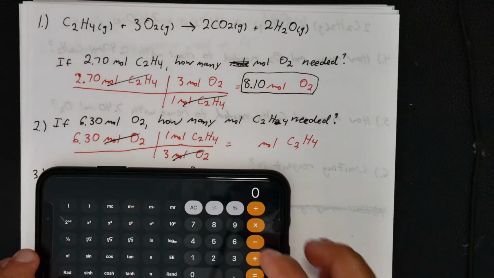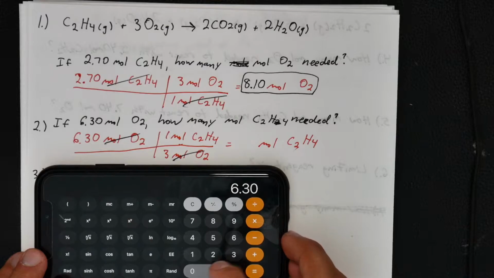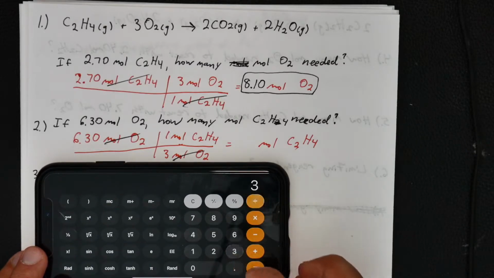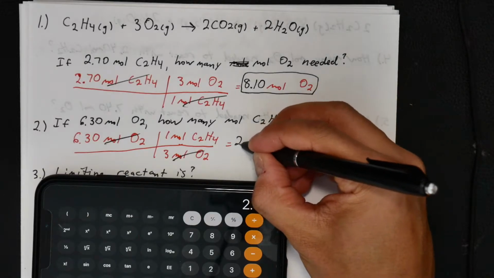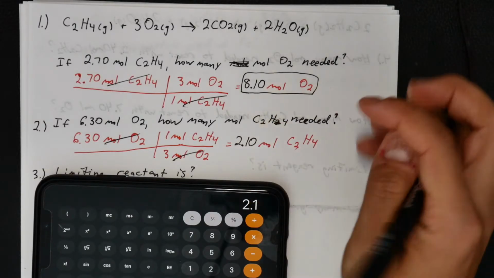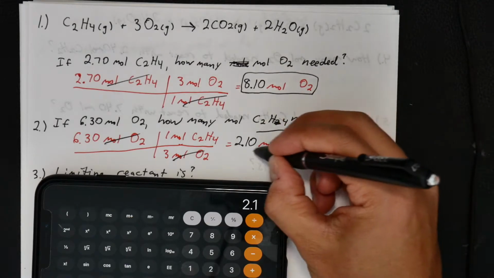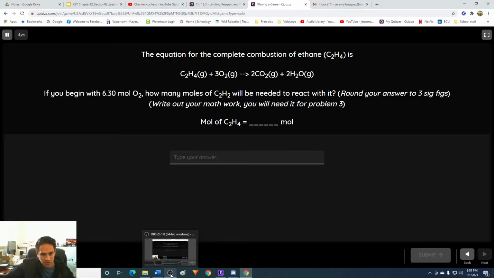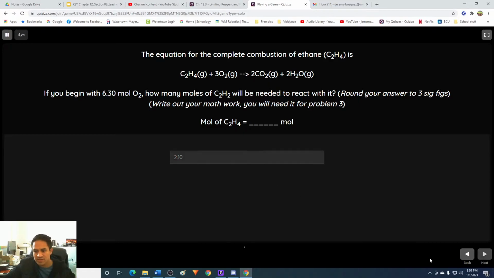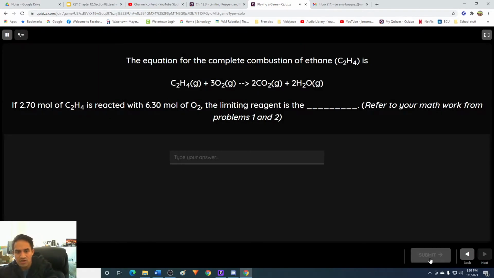So let's take 6.30 and we are going to divide that by 3 equals 2.1. And I believe, again, it says to round to 3 significant figures, so we'll just add a 0 on at the end to give it 3 sig figs. We got 2.10. All right, so let's go back to our quizzes. Type in 2.10, hit submit. Okay, here we go. So problem number 2 is finished. Okay, so now this one says, looks like we have the same reaction.